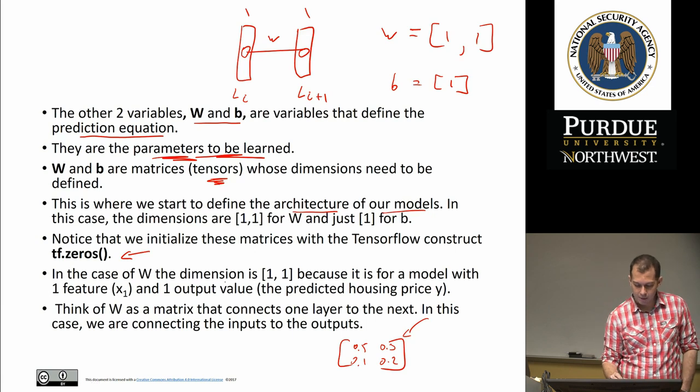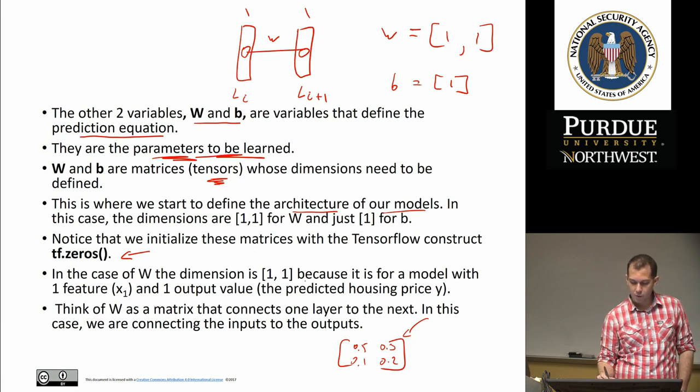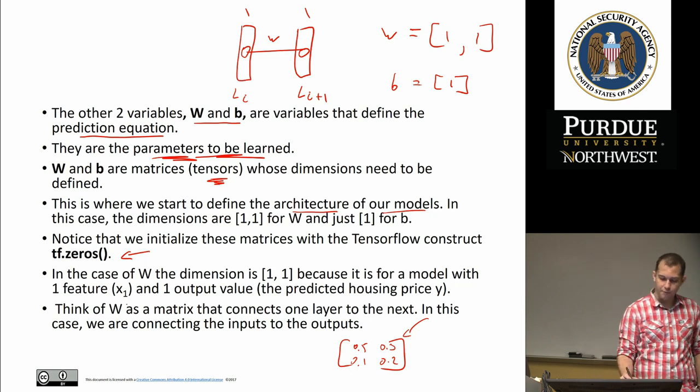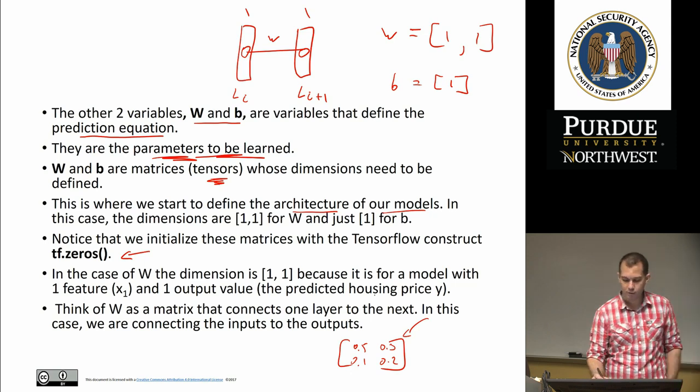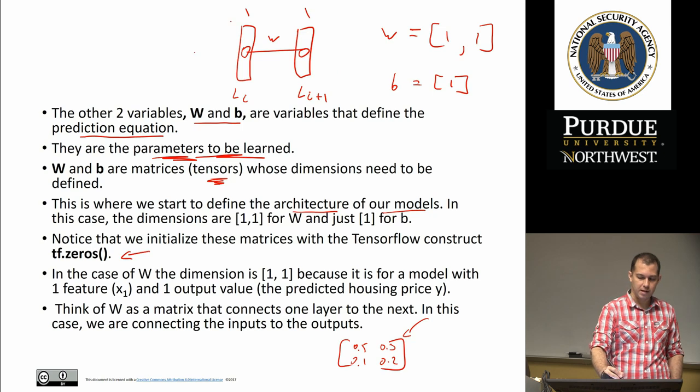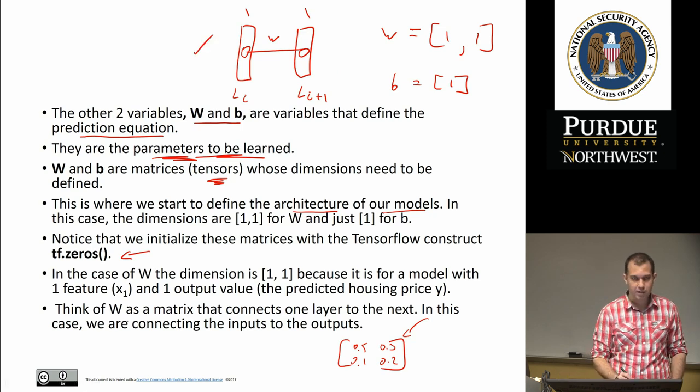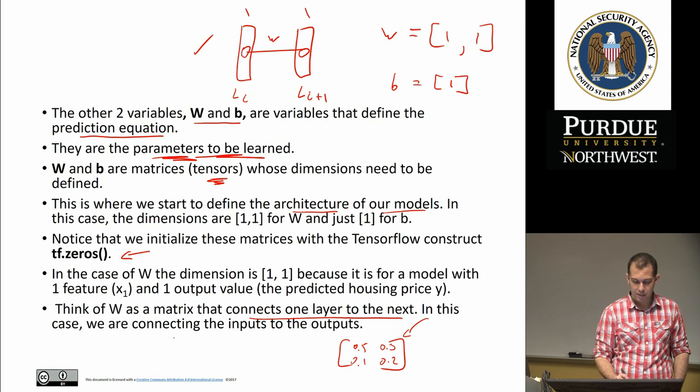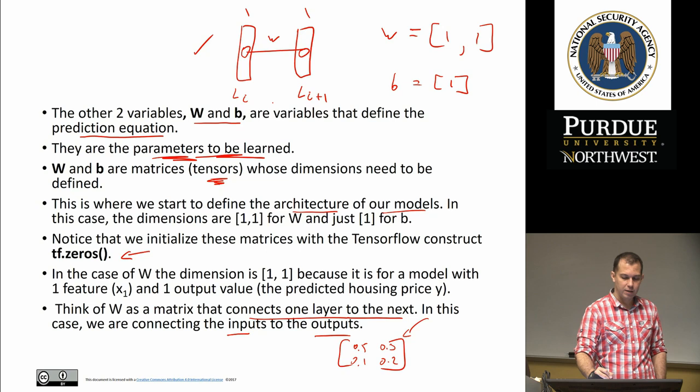In the case of W, the dimension is 1, 1, because it is for a model with one feature x1 and one output value, the predicted housing price, as I stated here. So think of W as a matrix that connects one layer to the next. In this case, we are connecting the inputs to the outputs here, given that there are no hidden layers.